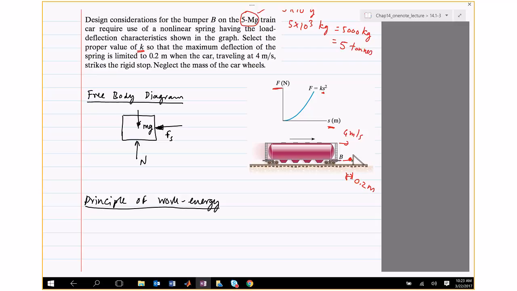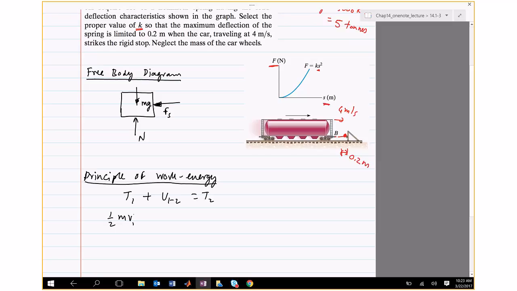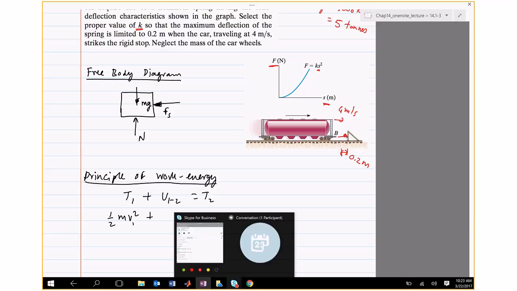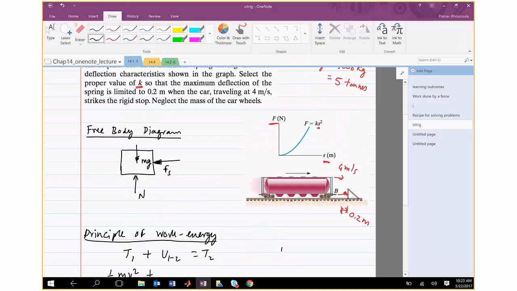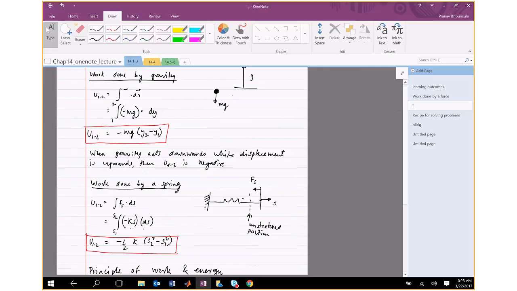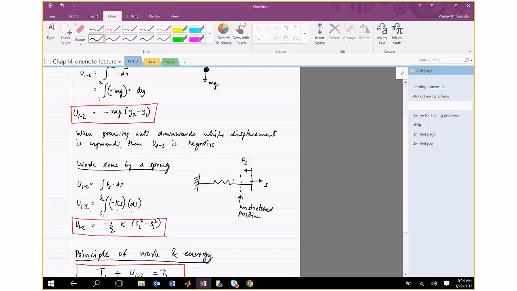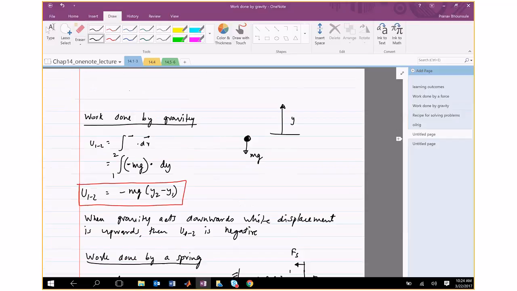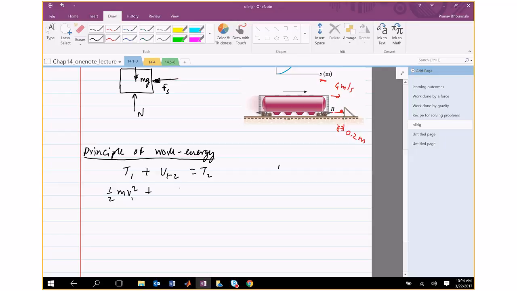So the principle of work energy says that T1 plus U12 is T2. The kinetic energy initially is half m v1 squared. U12 is the work done by the spring force, right? Let's see what that is. I'm just turning back to the place where I wrote the work done by a spring force. The work done by a spring force is minus ks times ds, or rather Fs ds. So that's what I need.